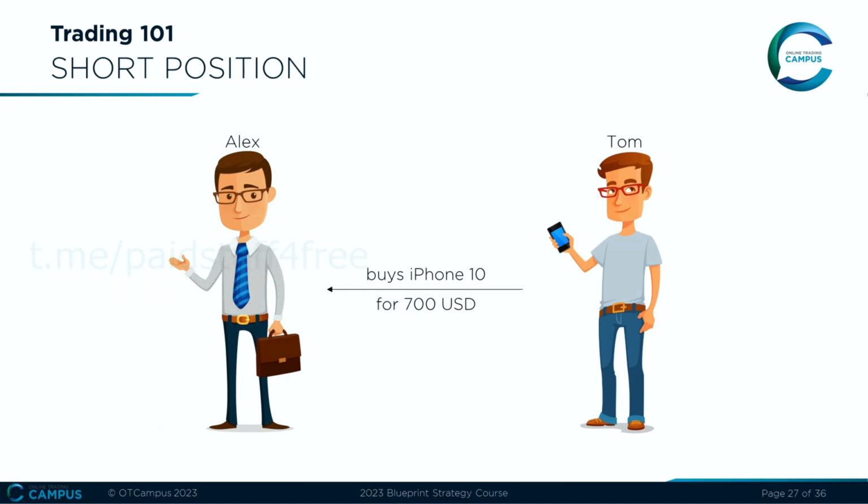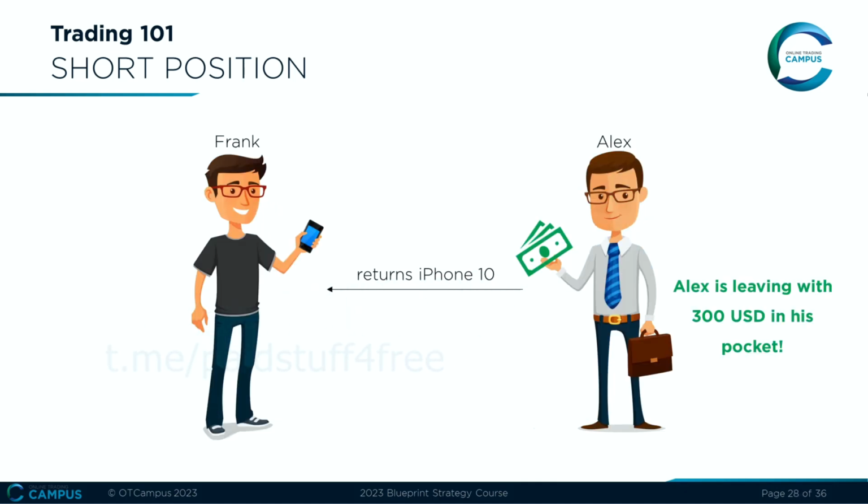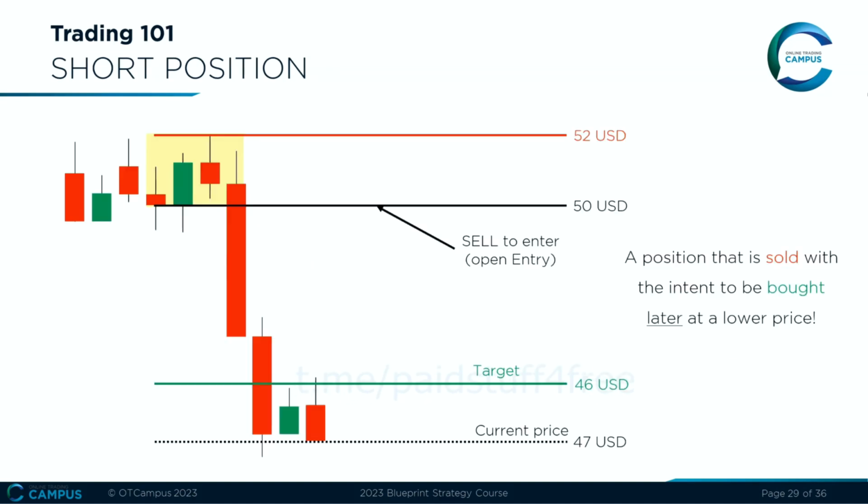So Alex goes to Tom, who he knows has the iPhone 10 as well, but wants to buy the new iPhone 11. He buys the iPhone 10 from Tom for $700, which is a good deal for him. And now Alex goes back to Frank, who wants his iPhone back, and Alex returns the iPhone 10, but is leaving with $300 of profit in his pocket. And that's exactly how shorting would work.